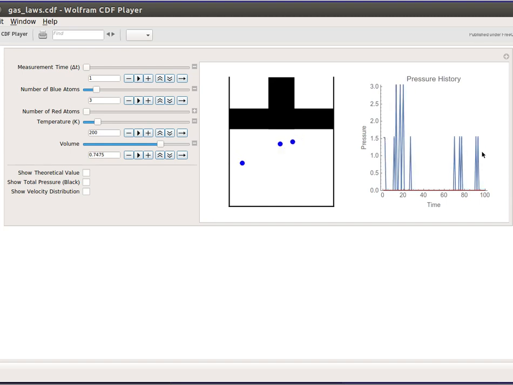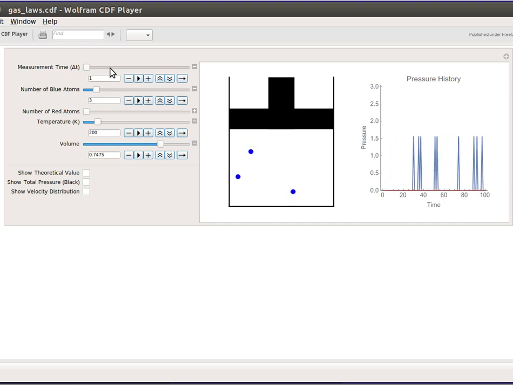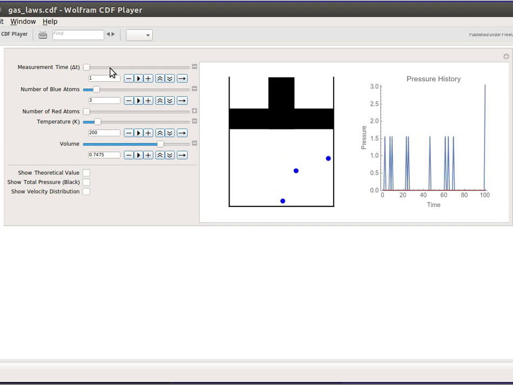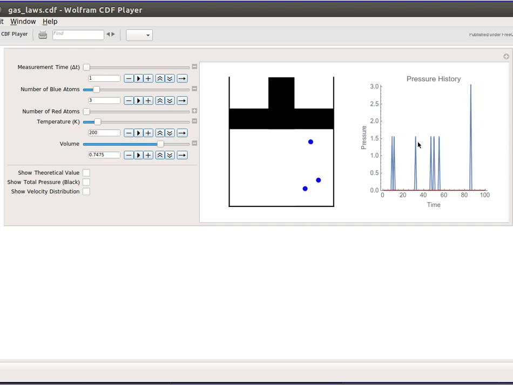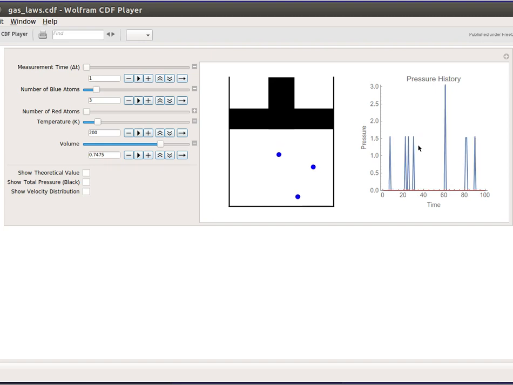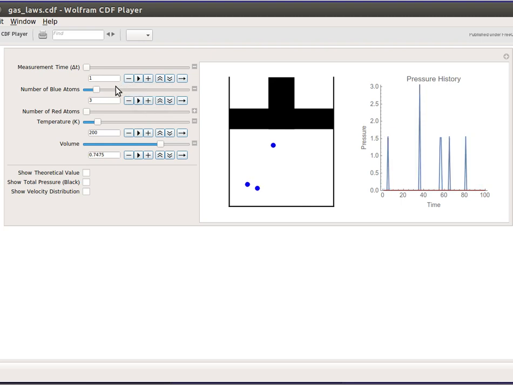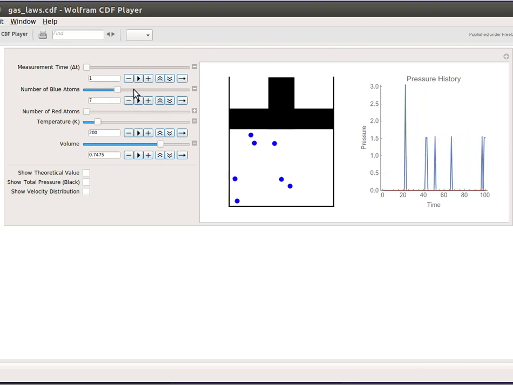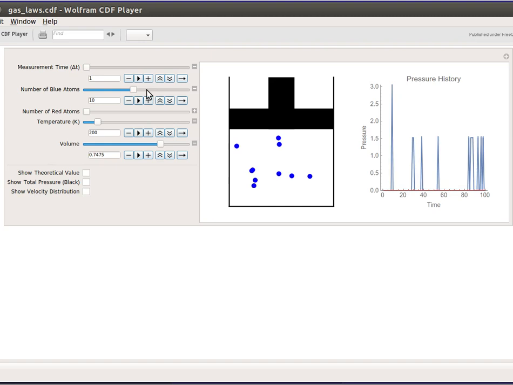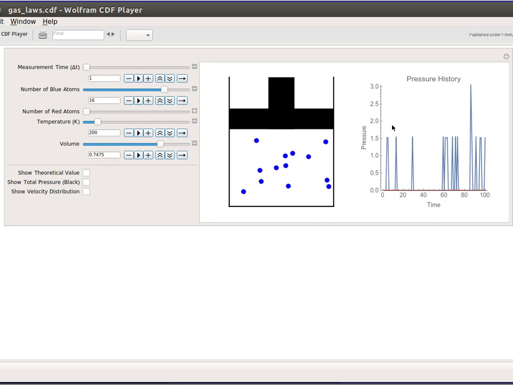The first thing I want to draw your attention to is that if we are looking at the side of a balloon or the pressure gauge on a bicycle pump, we don't see these individual atomic events. What we actually see is an average of these events. If I increase the number of gas molecules up to about where it was before, notice how those spikes become more and more common.